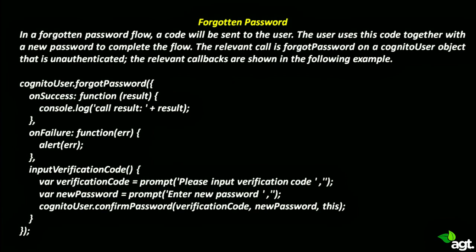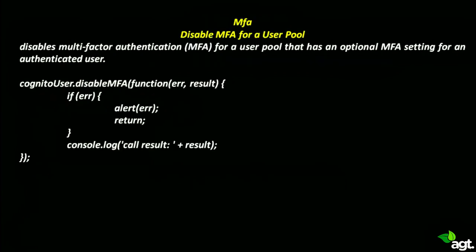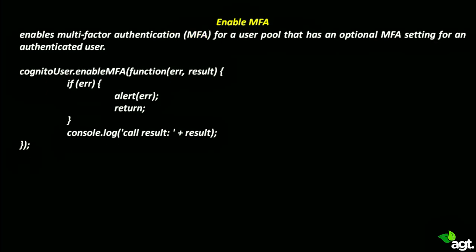So the relevant call is forgotPassword on a Cognito user object that is unauthenticated. The relevant callbacks are shown in the following examples. And how to disable MFA for our user pool, which disables multi-factor authentication for our user pool, and it has the optional MFA setting for an authenticated user. And how to enable MFA, which enables multi-factor authentication for our user pool. This is the enable MFA code.